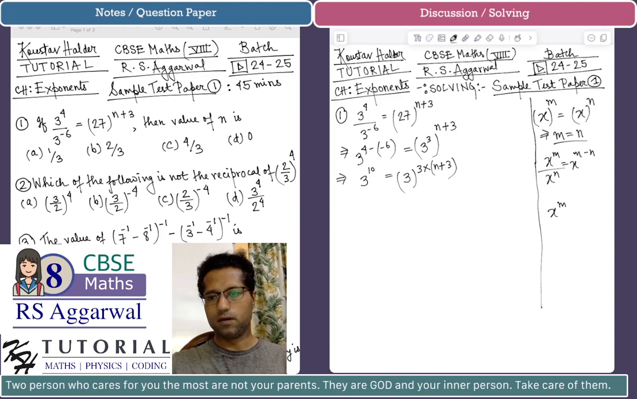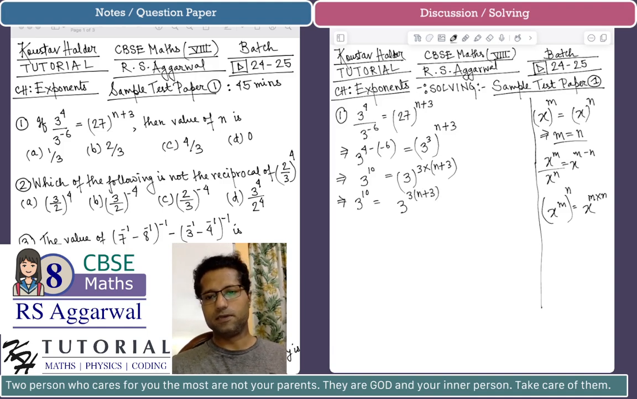Now if I have x to the power m and this whole term is raised to the power n, I know this is equal to x to the power of the product of the powers, that is m into n. So this implies, now I have 3 raised to the power 10 equals 3 raised to the power 3 into n plus 3.